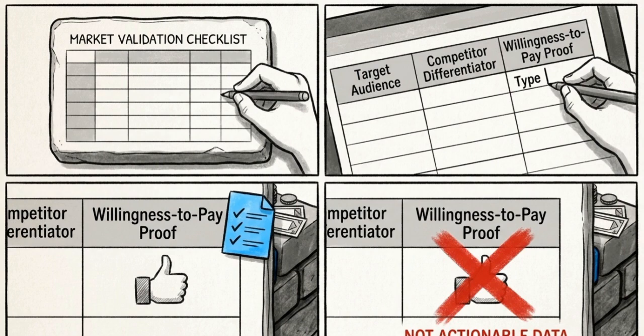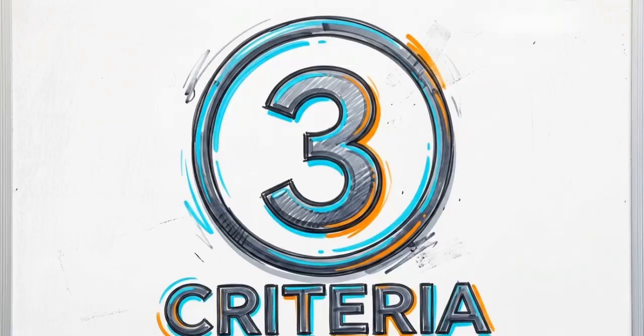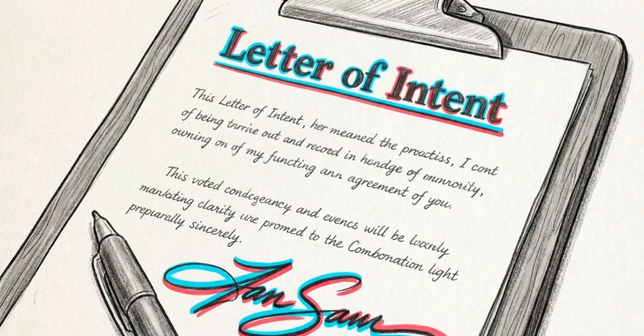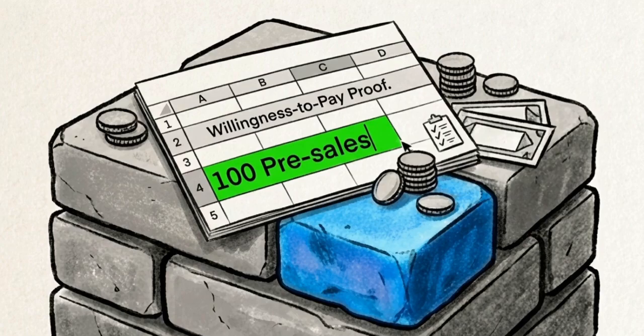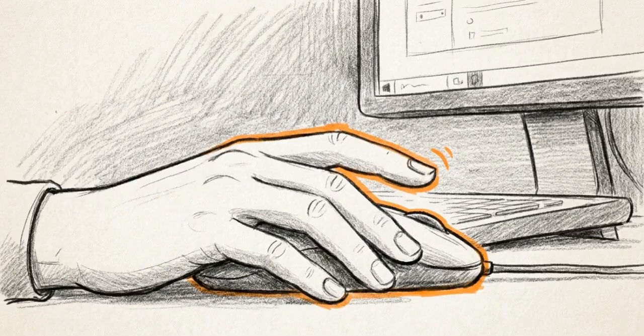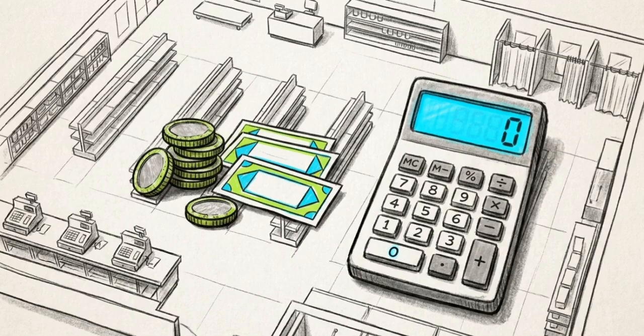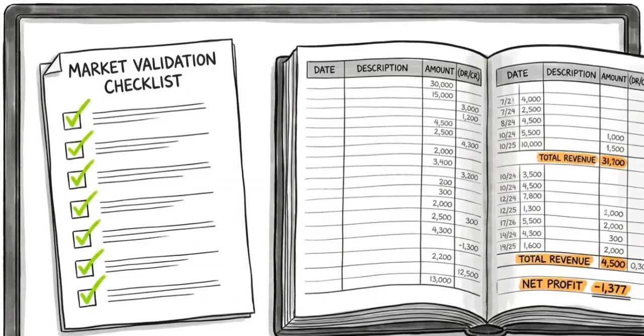Many new owners treat friends liking their idea as valid market research. That is not actionable data. Acceptable willingness to pay proof is strictly limited to 3 things: actual pre-sales, signed letters of intent, or precise price acceptance surveys from your target demographic. You must log at least one verifiable piece of proof in this column. Until that cell is populated, you are not permitted to move to the next step. By treating this checklist as a hard requirement, you eliminate the risk of pouring your initial capital into a flawed business model.